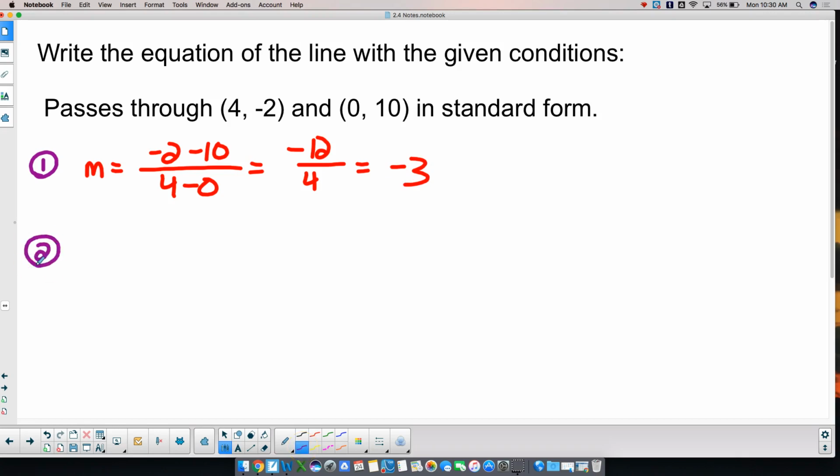Pick one of the points. Because there's a 0 in that second point, I'm going to use that one. So then that would be y minus 10 is equal to negative 3 times the quantity x minus 0.